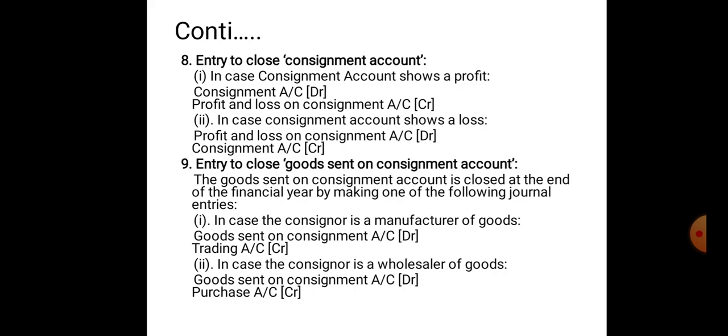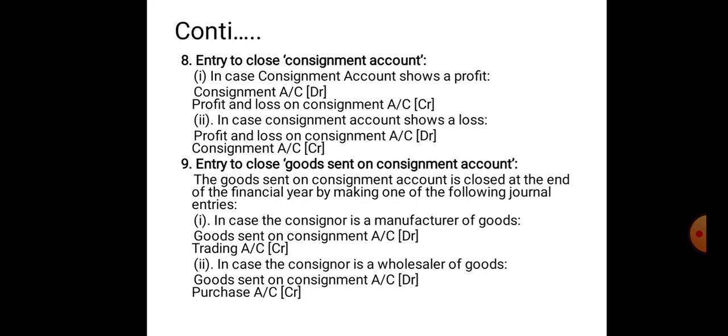Coming to the next entry, to close the consignment account. What would be the entry to close the consignment account? In case the consignment account shows a profit, the entry would be consignment account debtor to profit and loss on consignment account. And in case the consignment shows a loss, it would be the reverse of the entry, that is profit and loss account debtor to consignment account.